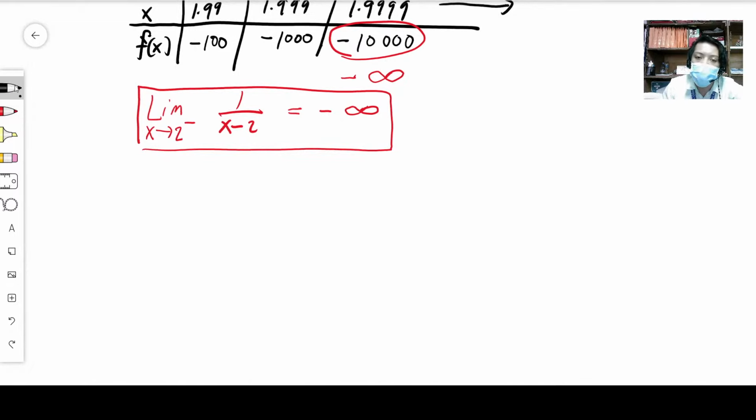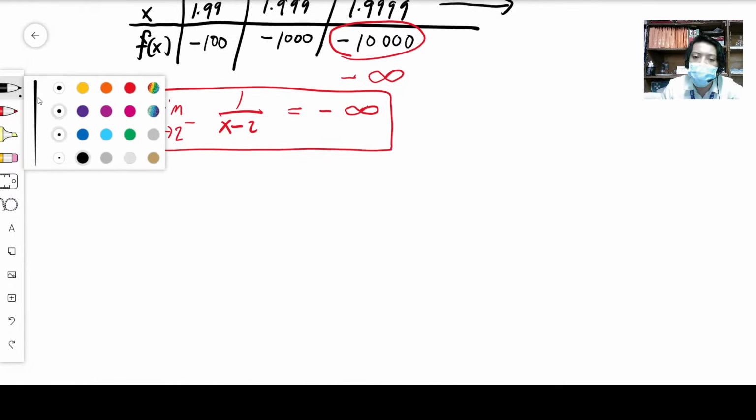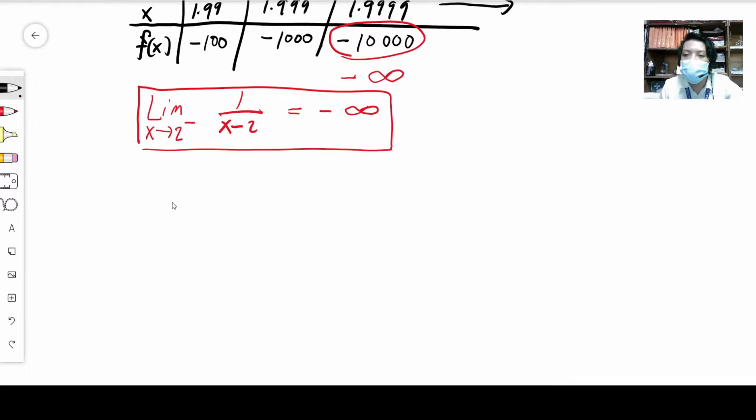We're trying to prove that the limit only exists if and only if the right hand limit and the left hand limit are equal. So let us try to solve for the right hand limit.